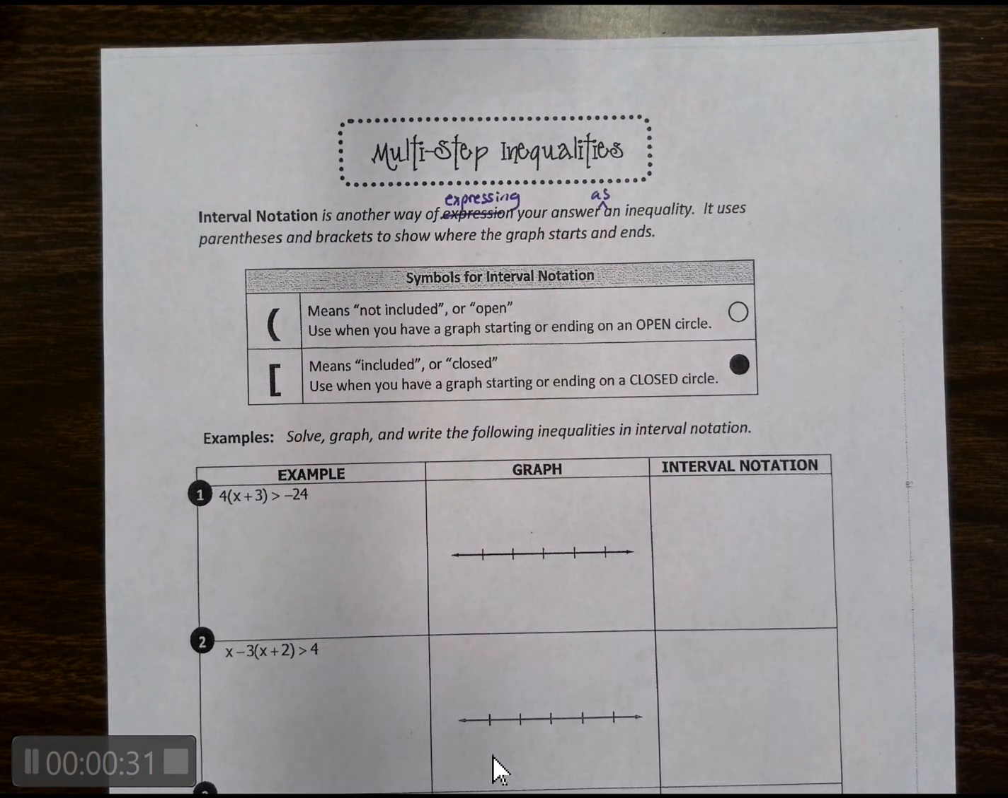It uses parentheses and brackets to show where our graph starts and ends. So this is the same notation that we've been using to describe our domain and range. Okay? All right. And then for our interval notation, parentheses means not included or it's an open circle, and brackets means included or closed.